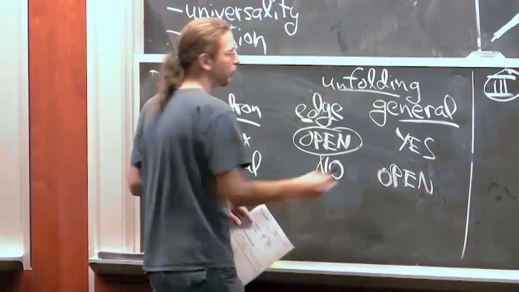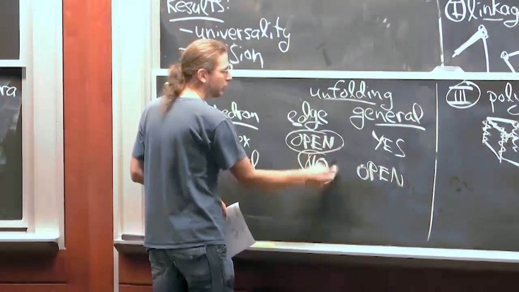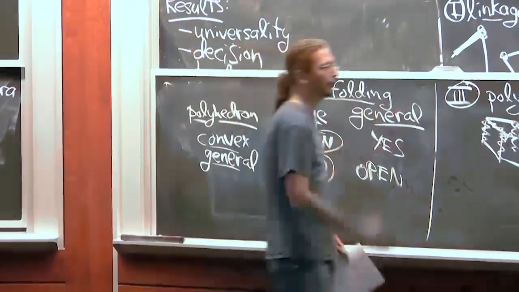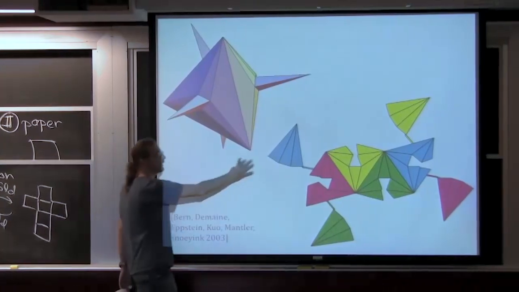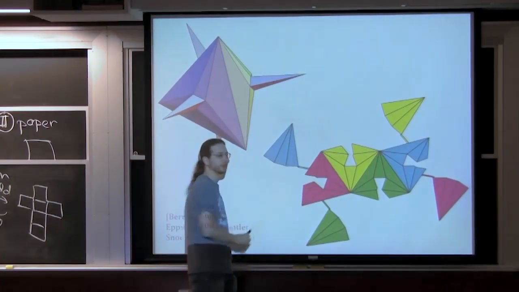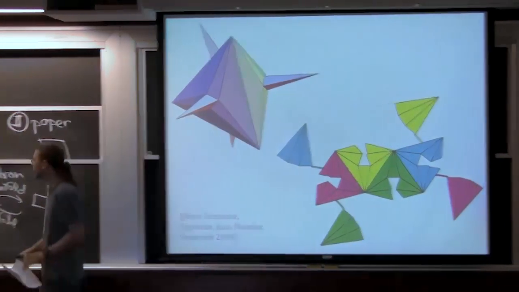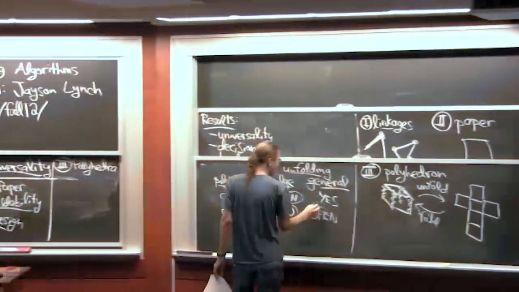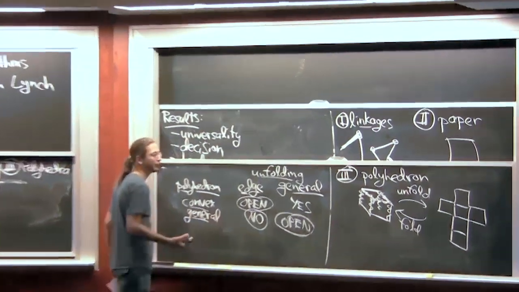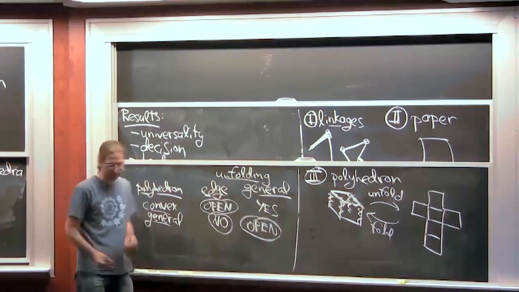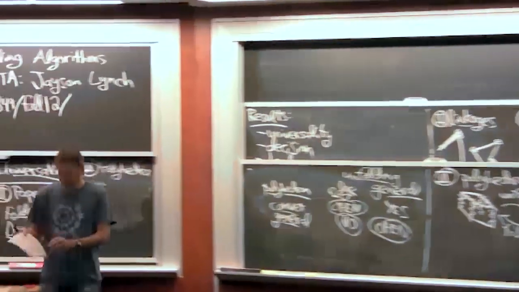If you want to take non-convex polyhedra, you cannot always do it. This is an example of a kind of spiky tetrahedron that cannot be edge unfolded. We'll prove that. But it can be generally unfolded. If you can cut anywhere, you can find a one-piece unfolding. And so a big open problem is, can you do any polyhedron with general cuts? I think the answer is yes. Very cool problem. And that's polyhedra.